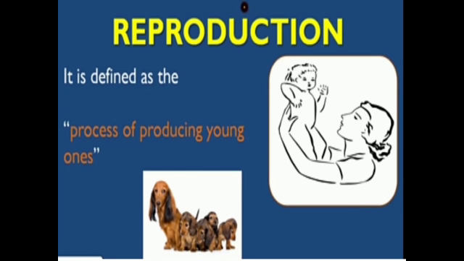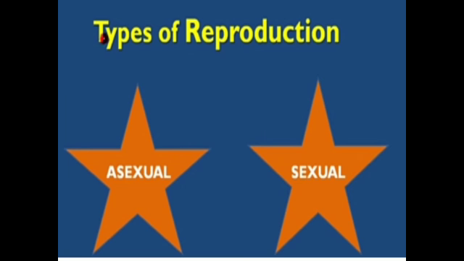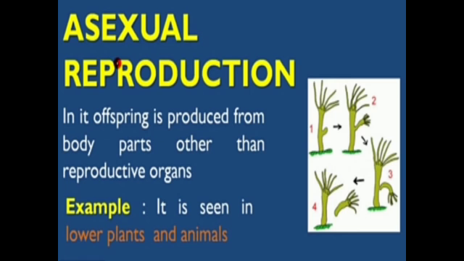Reproduction can be defined as the process of producing young ones. It is the process through which young ones are produced. Now, there are basically two types of reproduction: asexual reproduction and sexual reproduction. First, we will study asexual reproduction. You can see the figure given over here.